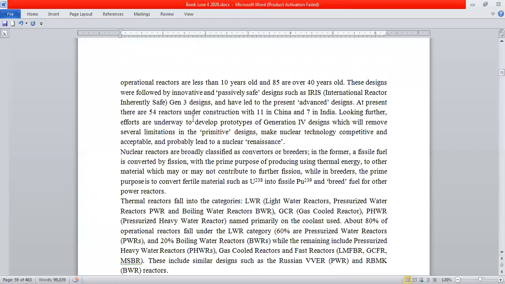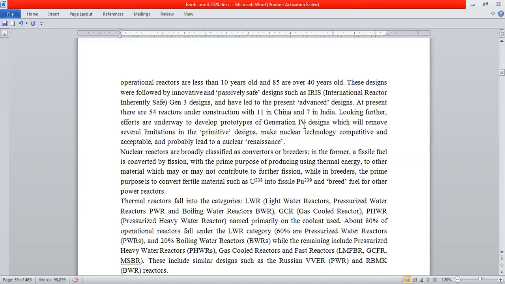At present, 54 reactors are under construction, with 11 in China and 7 in India. Now, looking further, efforts are underway to develop prototypes for the Gen 4 designs. Just like mobile telephones have generations, and you're coming to G5, in nuclear we're talking of generation 4, G4.